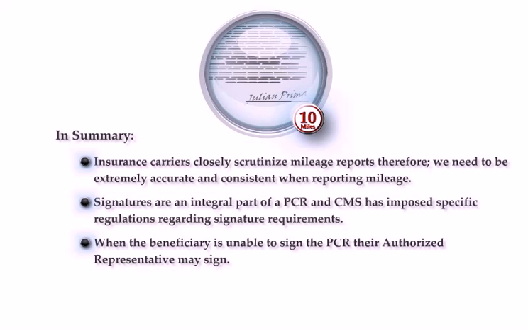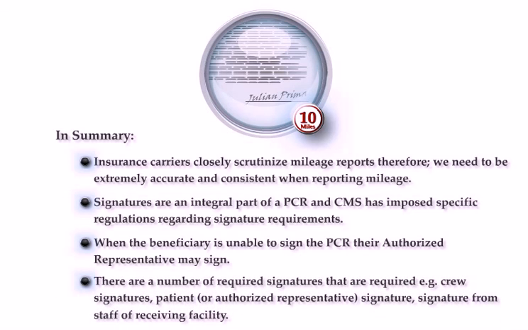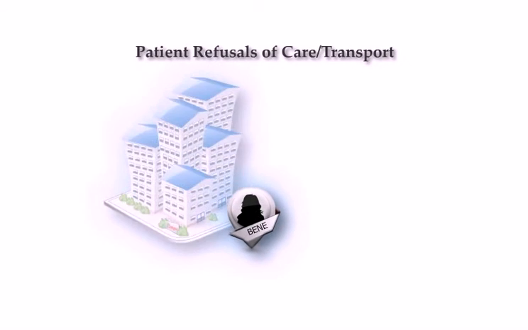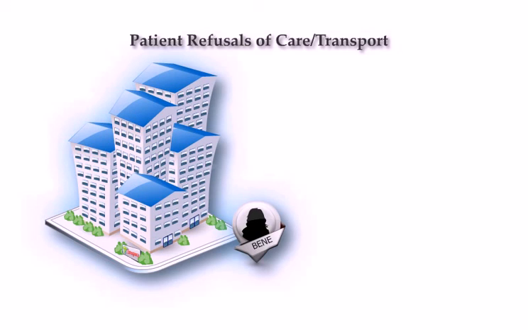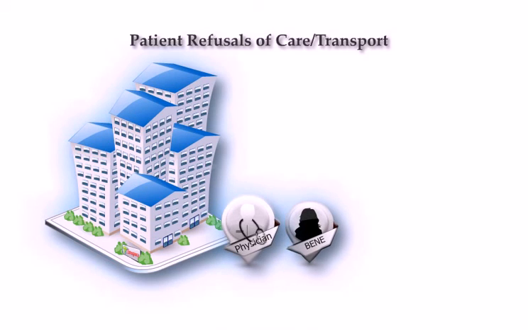It is also important to understand and properly document the difference between a patient's inability to sign the PCR and the refusal to sign the PCR. If a patient is physically and mentally capable of signing the PCR but refuses to do so, the claim cannot be billed and the patient will be financially responsible for the ambulance transport services.